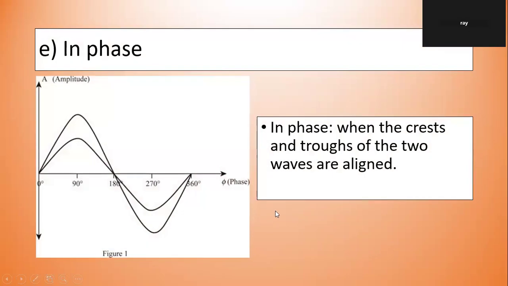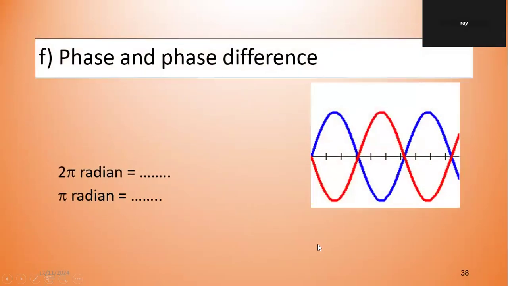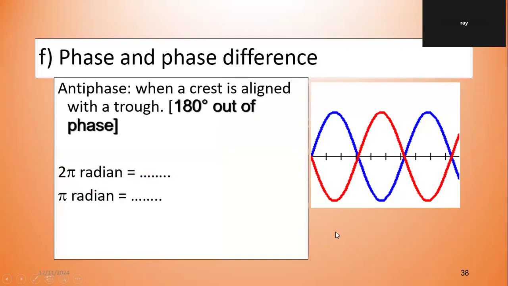In phase, oscillating in phase, amplitude doesn't matter. As long as the crests and troughs of the two waves are aligned. In this case, crest and crest align, trough and trough align, they are said to be in phase. Antiphase, or another way of saying it is 180 degrees out of phase, is when the crest aligns with the trough. I tend to use radian: 2 pi radian is 360 degrees. Pi radian is 180 degrees.